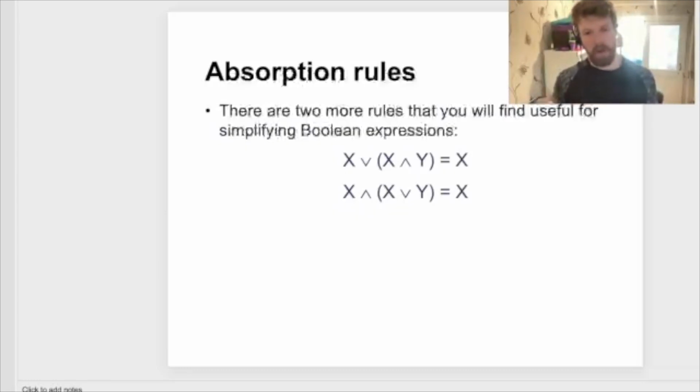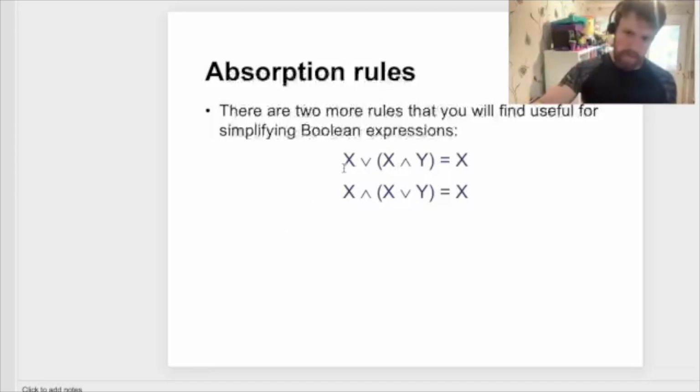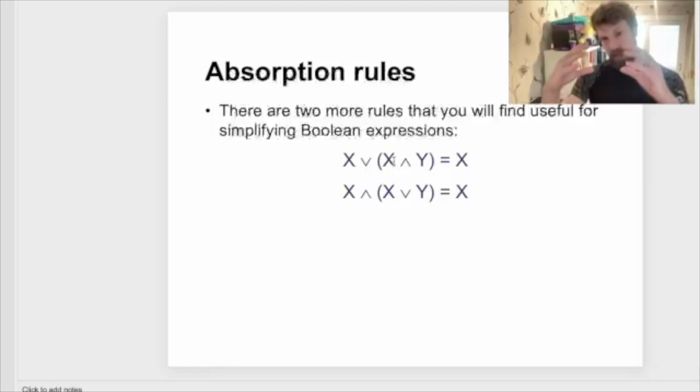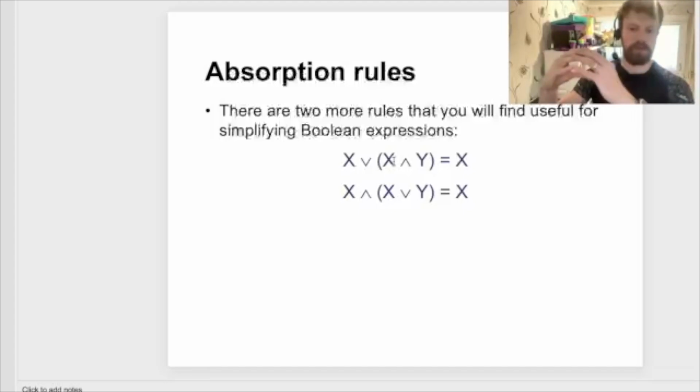Absorption rule, this is just pattern recognition. Pattern recognition is probably the easiest way to actually know this one. With this, what you've got is x, or, and then if the gates are swapped around, so it doesn't matter whether it's an and then an or, or an or then an and, and you've got two values which are exactly the same, one on the outside of the brackets, one on the inside of the brackets, they simplify down to the one where you've got two of the values. So you can see here that they simplify down to x.